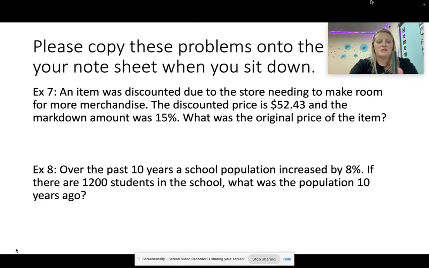Okay, so in our last two problems, we have a scenario where we have this item, it was on sale, the sale price is $52.43. Now I know that the markdown percentage was 15%, but we're supposed to use this information to figure out what the original price of the item was. So it's kind of like working backwards, and this is a little harder to do. It's not as simple as just dividing by 0.15. That's not exactly how this works.